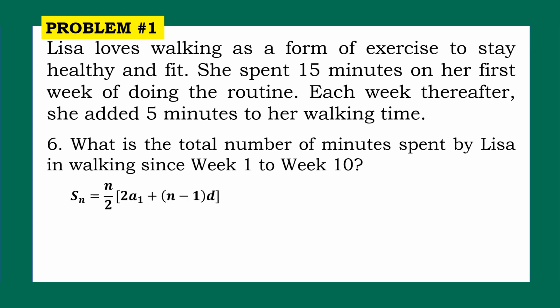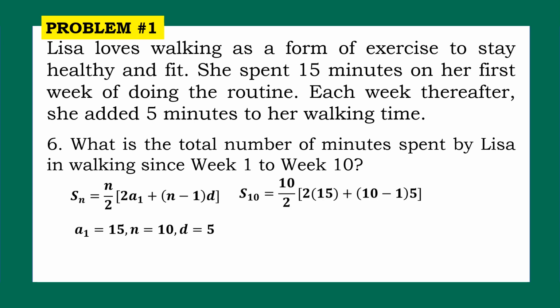But we can also find the total number of minutes by using this formula: S sub n equals n over 2 times the quantity of 2 times a sub 1 plus the quantity of n minus 1 times d. And then we identify a sub 1, which is 15, n is equal to 10, and d is equal to 5. By substituting all these values to the given formula, we have s sub 10 equals 10 over 2 times the quantity of 2 times 15 plus the quantity of 10 minus 1 times 5.